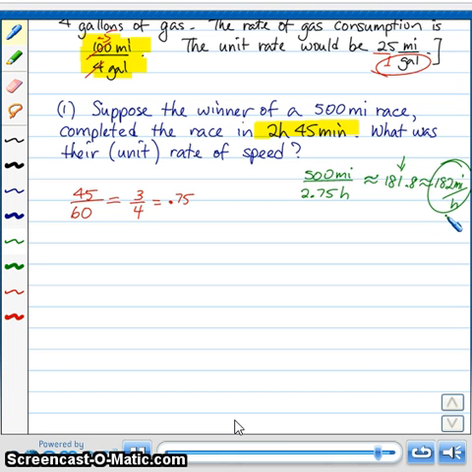Wow, that would be nice if I could commute on the freeway at that speed. Wouldn't need to leave home long before my starting time, would I?